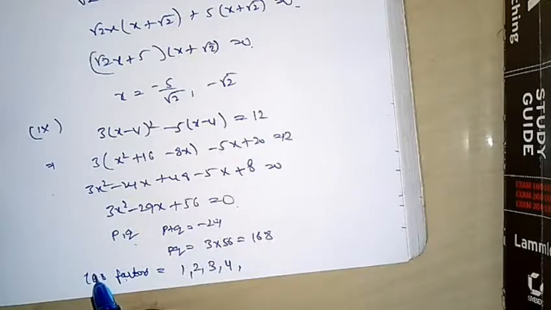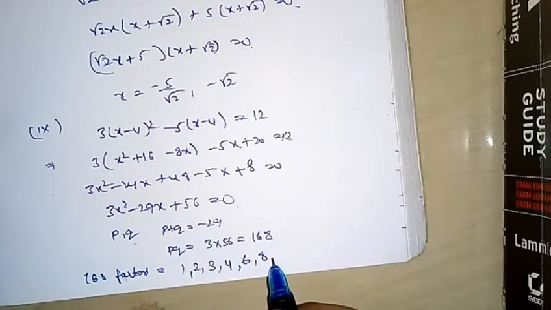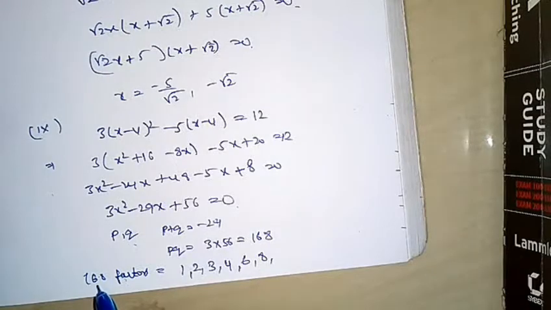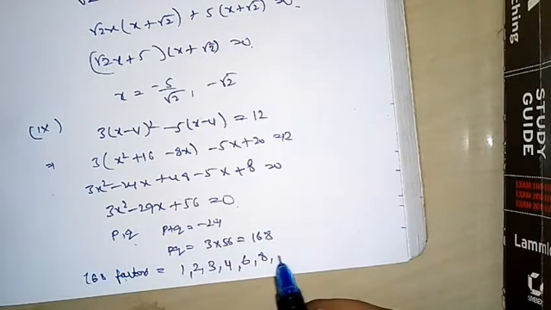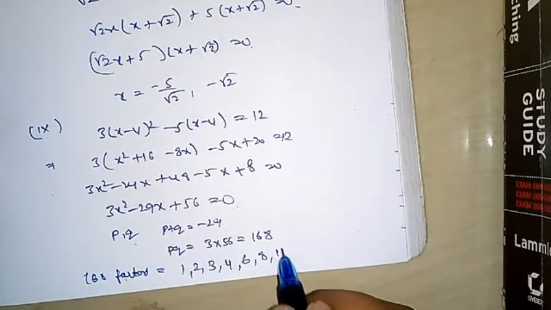6. 6 2s are 12, 48. Yeah, it goes with 6. 8 table, 8 also it will go. 9, let's check with 9 table. 9 ones are 9, 78. No, it won't go with 9. 10, 11, 12. 12 table. Yeah, it goes with 12 table.